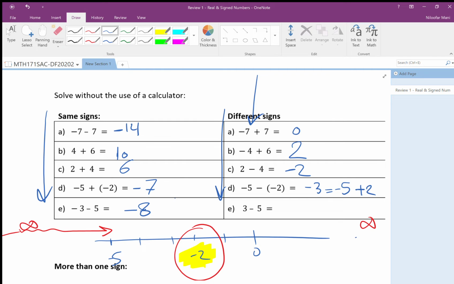3 and 5. What is the difference between 3 and 5? 2. What is the larger number? 5, and the larger number sign is negative. So the answer is -2 then. Okay? So I don't need to be worried about, oh, it's 3 minus 5. What should I do? Should I use my calculator? No.